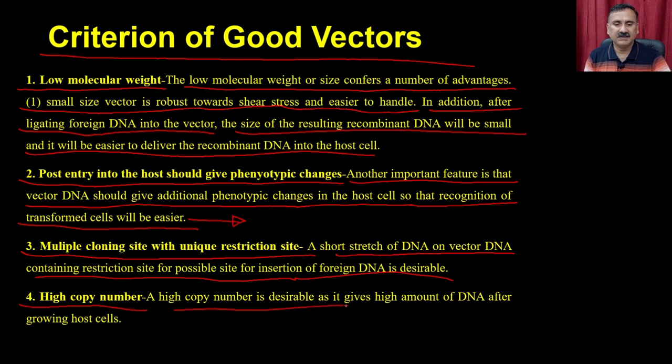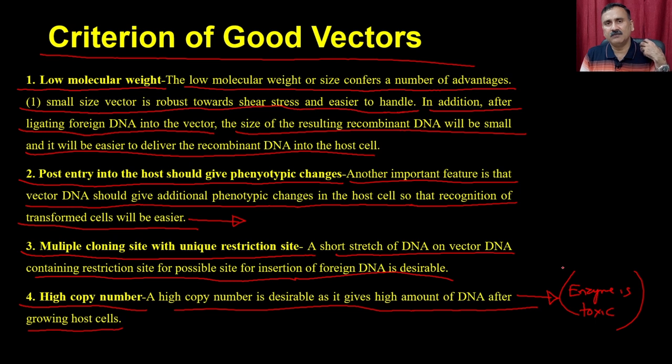A high copy number is desirable and gives a high amount of DNA after growing the host cells. There are instances when you can avoid the high copy number, for example, if the enzyme is toxic to the cell. In those cases, if you take the high copy number, it is going to give you a very high quantity of protein and that may kill the host, right? So in those cases only, you are going to go with a low copy number plasmid or low copy number vector. But in all other cases, the high copy number is desirable.